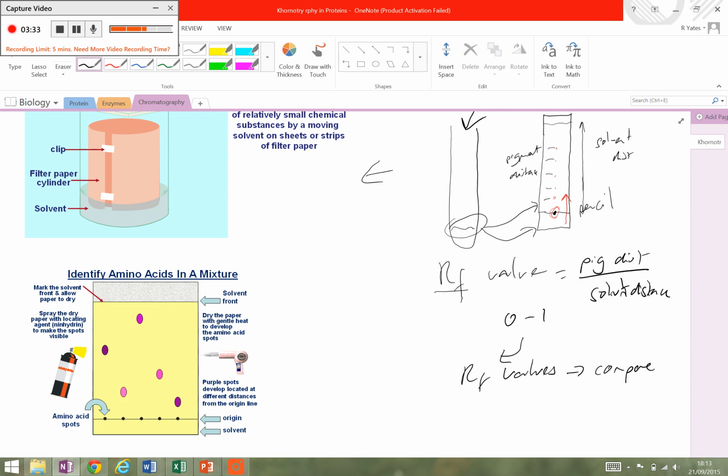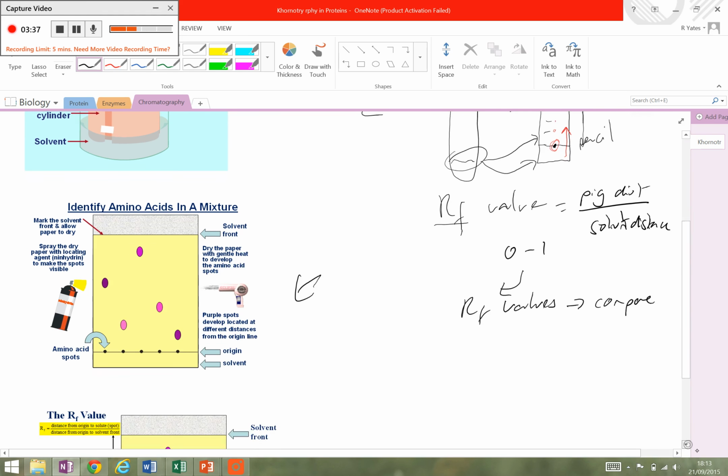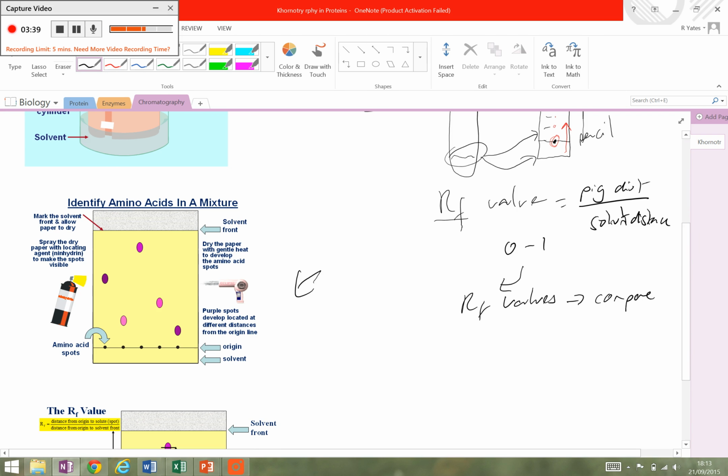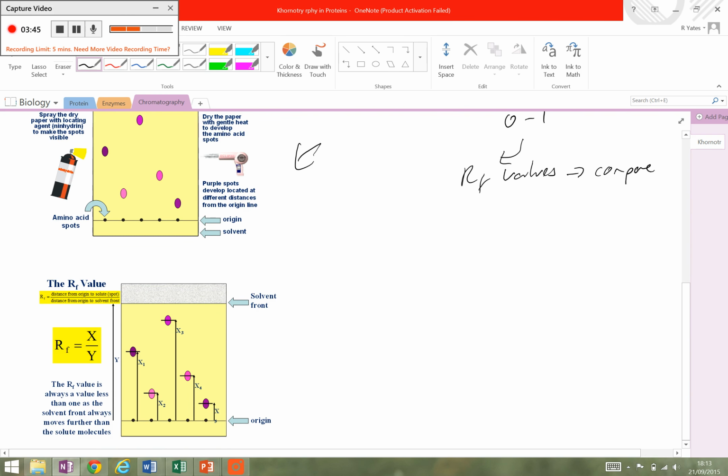So this picture here is just showing your amino acid spots travelling up, and you can see the different amino acids are separating. And here we go. Here's a bit of RF value here. You've got your X values here over your Y value, which is actually this distance here.